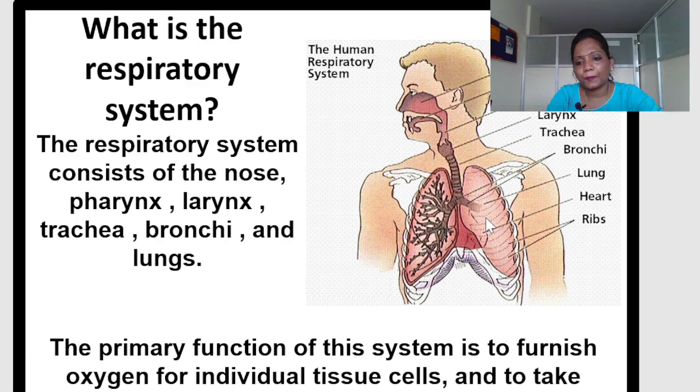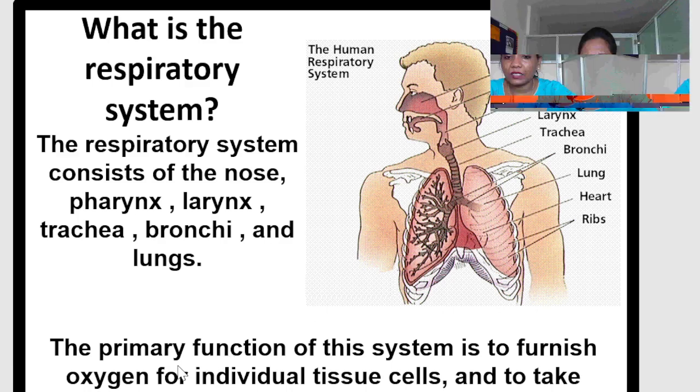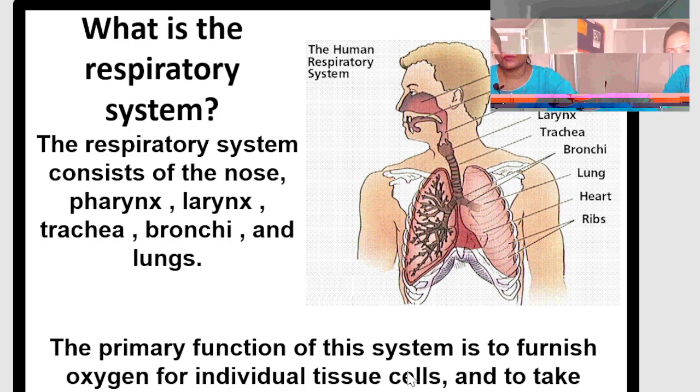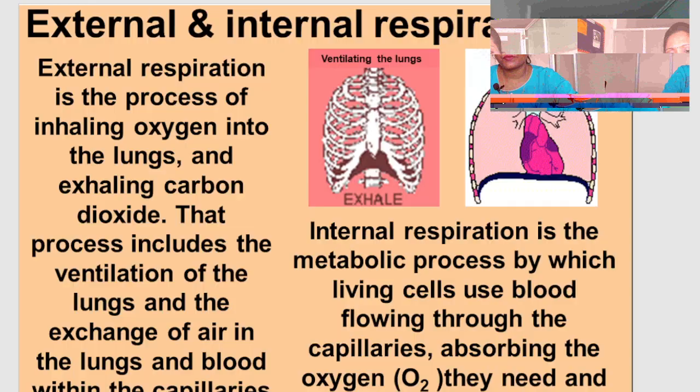So these are the parts of the respiratory system, and the main primary function of the respiratory system is to exchange the gases, that is CO2 to expel out and O2 to inhale. So this is the major function of the respiratory system. Now, what is internal respiration and what is external respiration, you can see in the image itself, external and internal respirations.